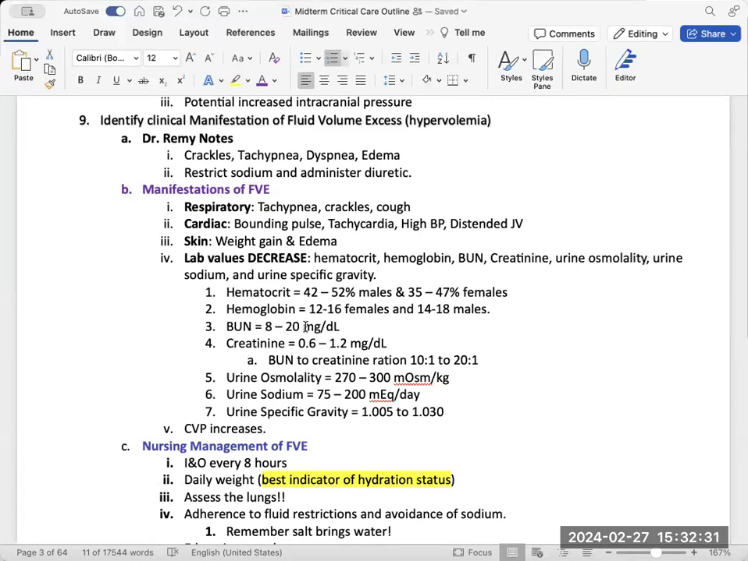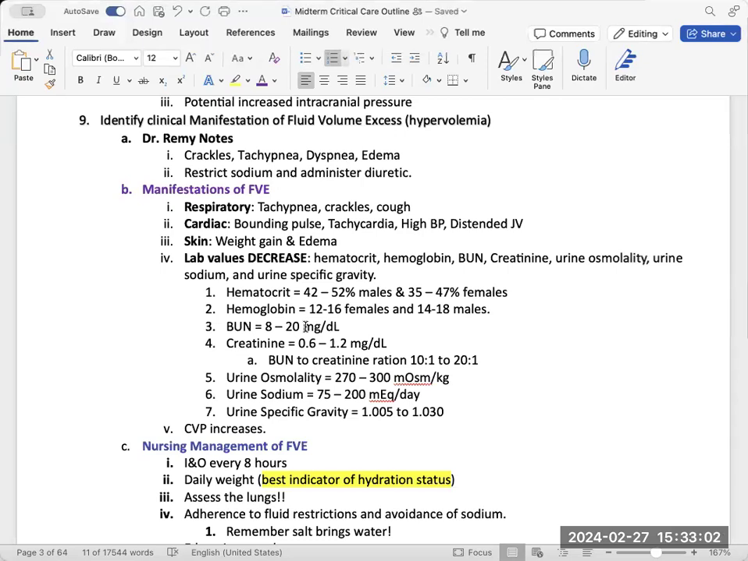I want you to always know that if you can't remember all of these things, if you know what the signs and symptoms are for fluid volume deficit, it's basically the opposite for fluid volume excess. So for fluid volume excess, we expect respiratory tachypnea, crackles, cough, right? Because they have fluid buildup. Their cardiac status will be bounding pulses with tachycardia and a high blood pressure, not a low blood pressure like we saw in fluid volume deficit or in dehydrated patients, right?